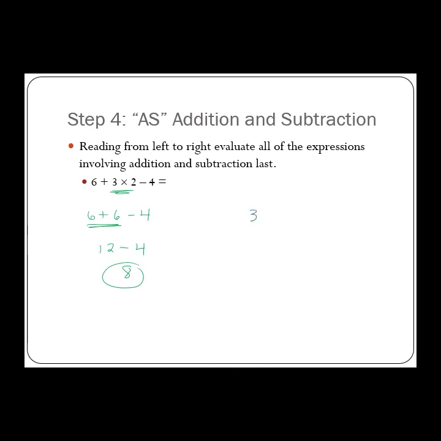So if I have a question like 3 minus 4 plus 5, I'm going to do this subtraction first and then the addition. It's addition and subtraction as you move from left to right.